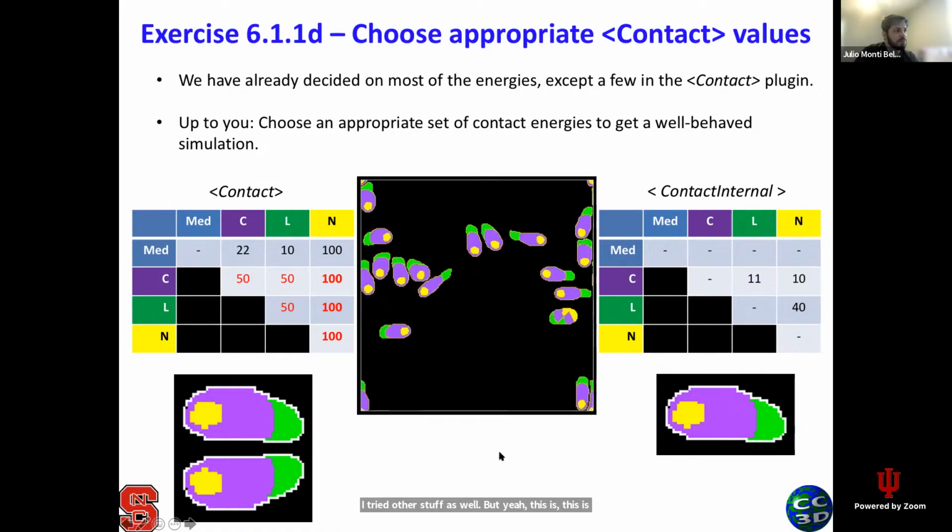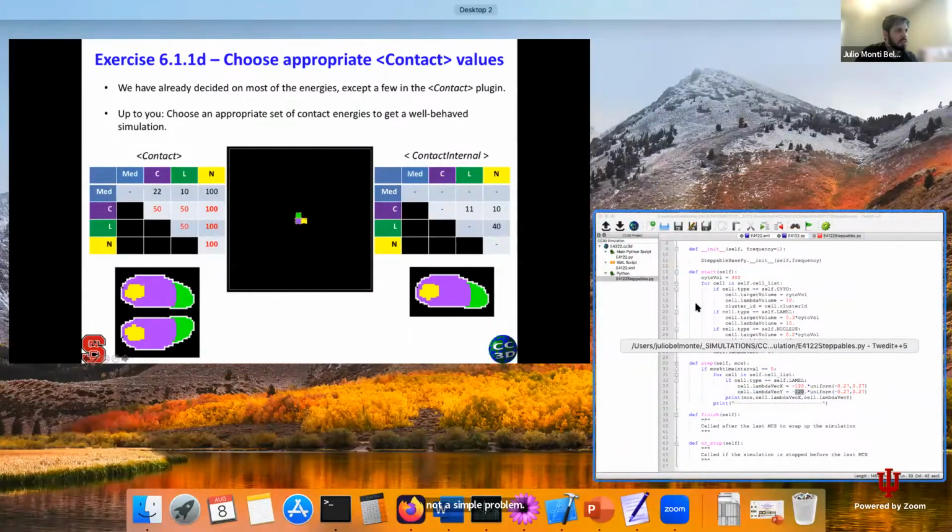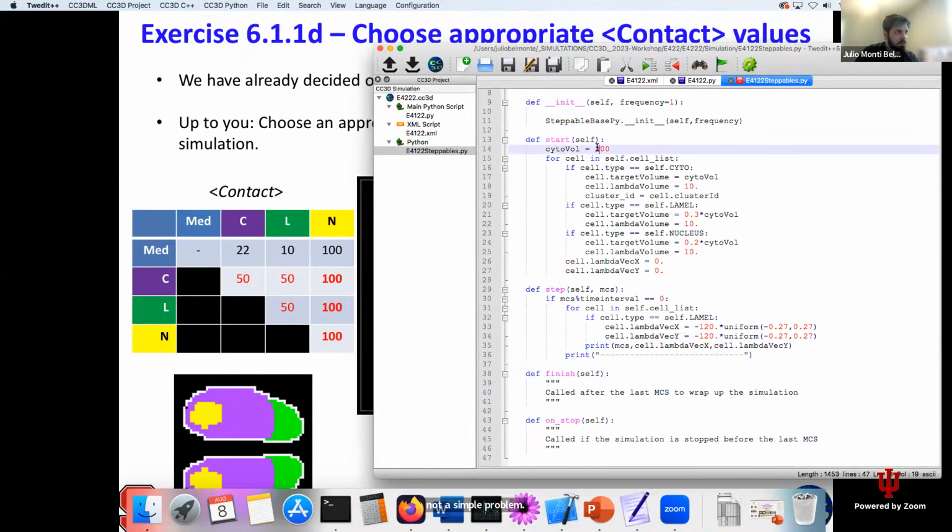Well, one thing that may help is right here: instead of having cycle volume 300, make it 500. So all the compartments will be bigger, and maybe you'll solve the problem. It will be less likely for the compartments to disappear after subdivision.